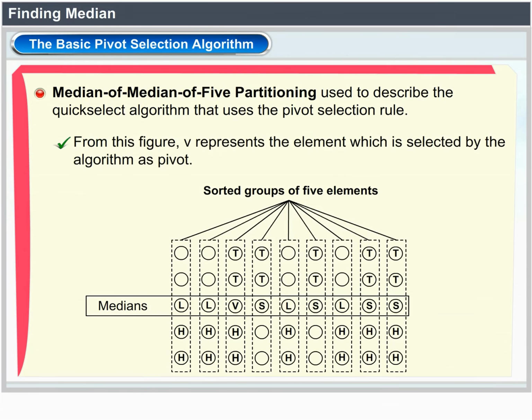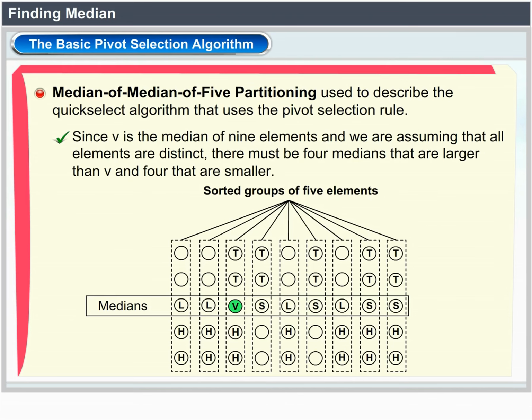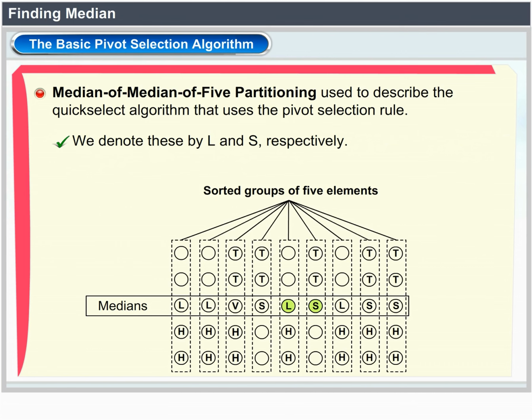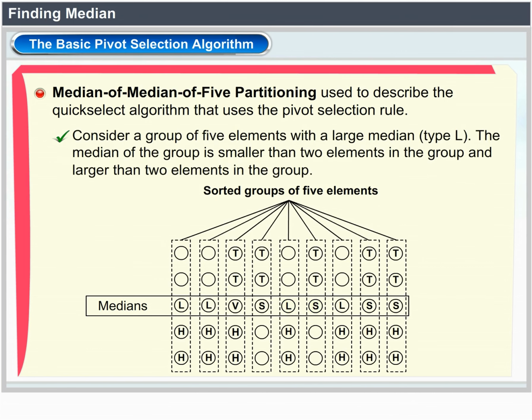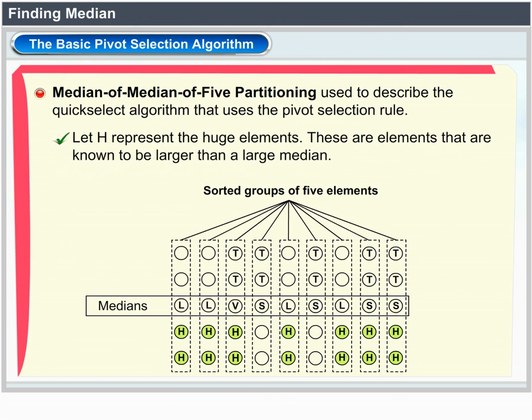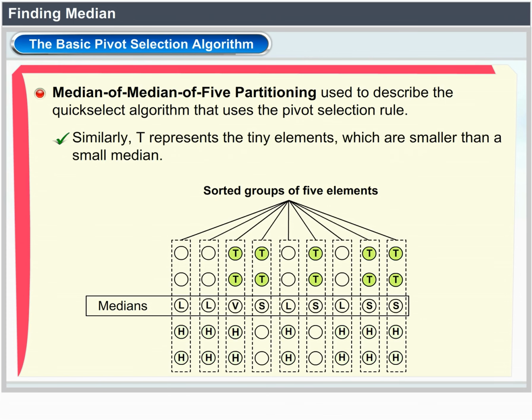From this figure, v represents the element which is selected by the algorithm as pivot. Since v is the median of 9 elements and we are assuming that all elements are distinct, there must be 4 medians that are larger than v and 4 that are smaller. We denote these by L and S respectively. Consider a group of 5 elements with a large median, type L. The median of the group is smaller than 2 elements in the group and larger than 2 elements in the group. Let H represent the huge elements. These are elements that are known to be larger than a large median. Similarly, T represents the tiny elements, which are smaller than a small median.